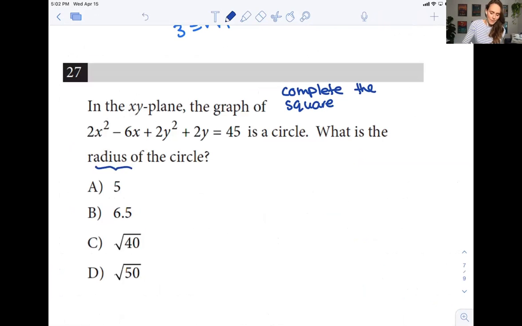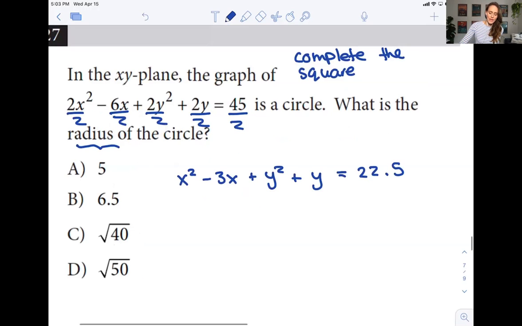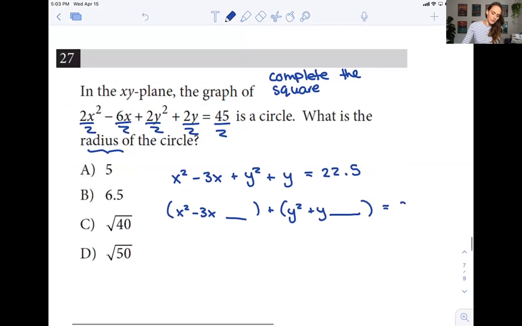So remember, to complete the square, my first step would be to divide everything by 2 so that I can get my x squared coefficient to just be 1. That would give me x squared minus 3x plus y squared plus y equals 22.5. Now I'm going to complete the square twice. I need to complete the square for the x's, and I need to complete the square for the y's. So I am going to rewrite this but leave a blank space so I can complete the square for each one: x squared minus 3x and a blank, plus y squared plus y and a blank, all equals 22.5.